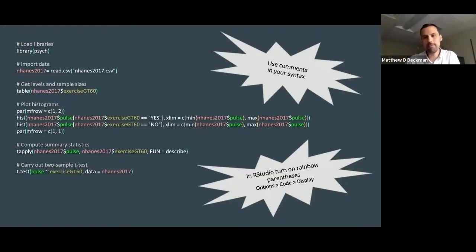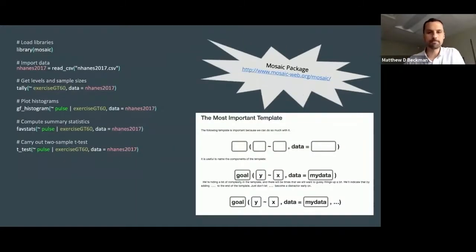We've also turned on rainbow parentheses just to make it a little bit more clear how things are being grouped, in particular in the hist lines where you're plotting histograms. There are some nested parentheses, and so having rainbow parentheses just makes it a little bit easier to read the code and easier on the student to process what's happening.